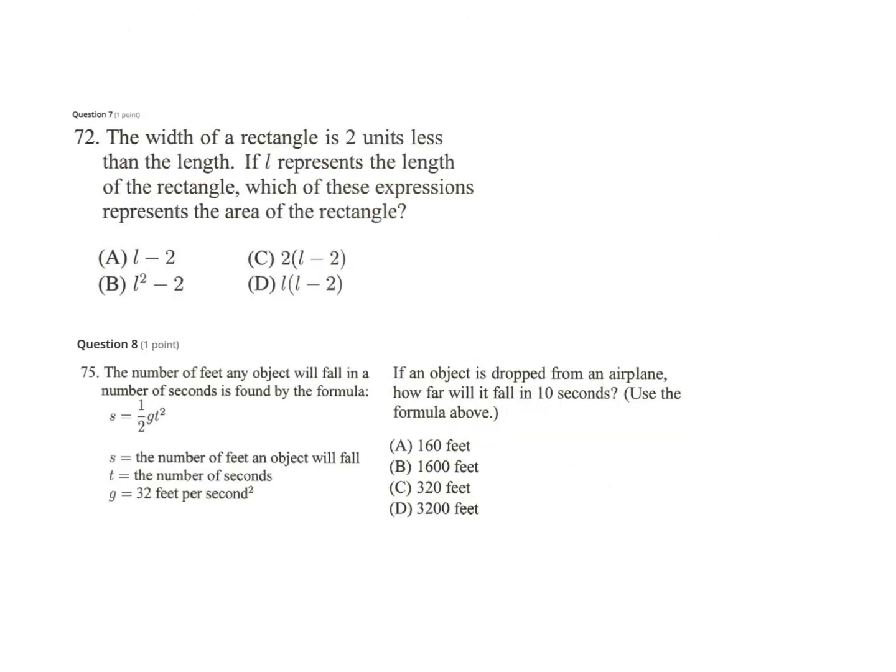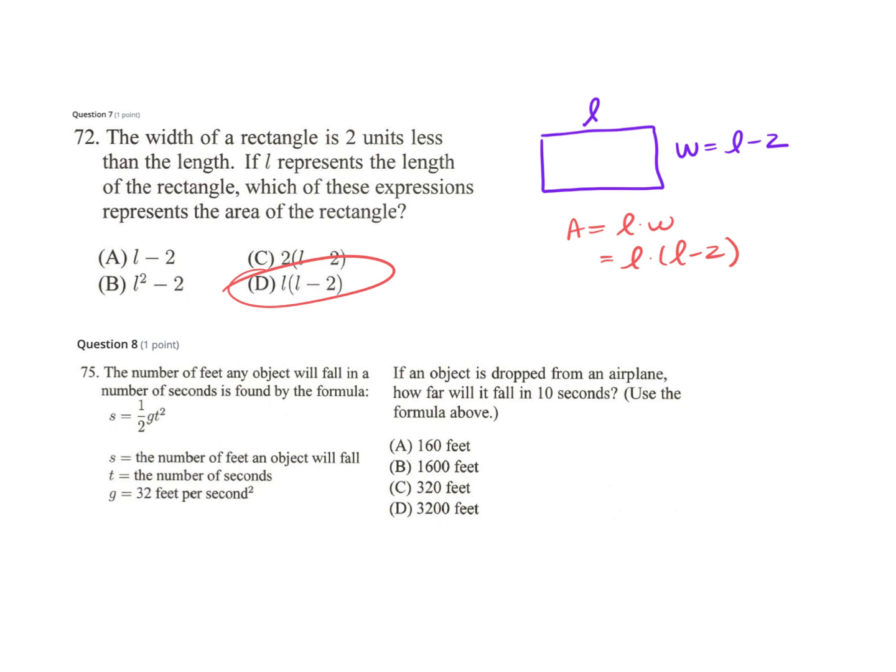Question number 7 is a word problem. It says the width of a rectangle is 2 units less than the length. So the length compared to the width. The width is equal to the length minus 2. 2 units less than the length. If L represents the length, which of these represents the area? Well, the area is the length times the width. So that's going to be L times L minus 2, which is option D.